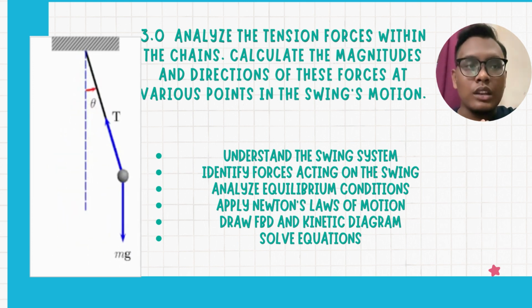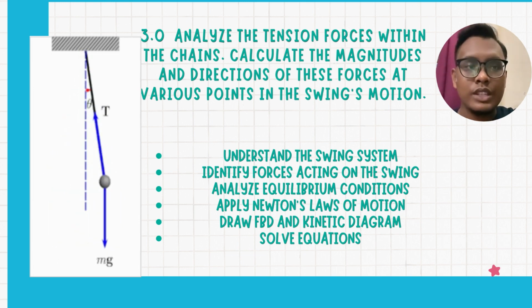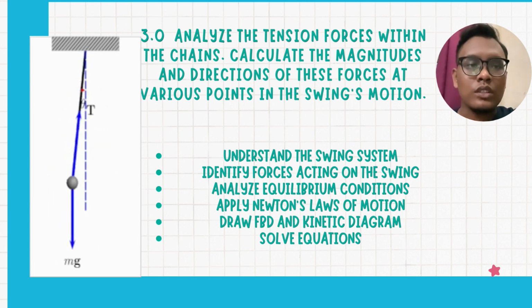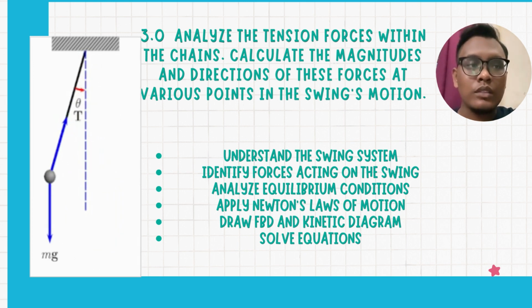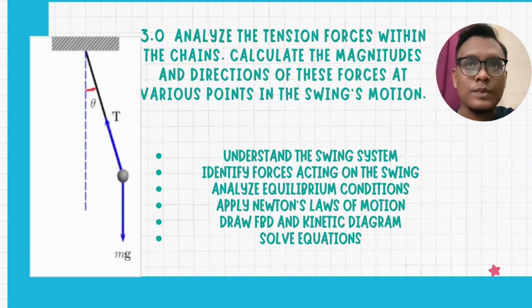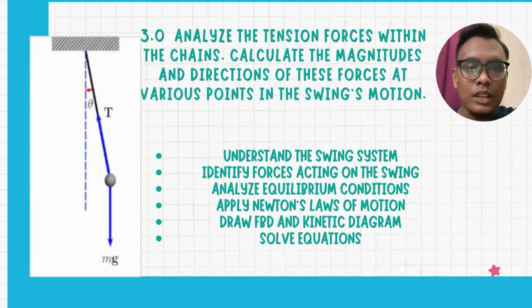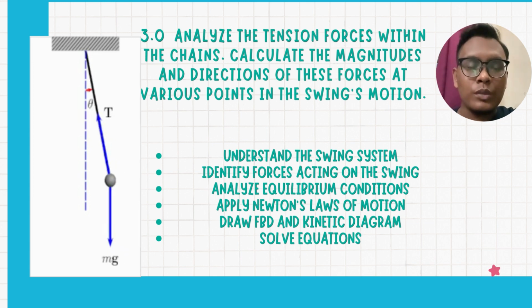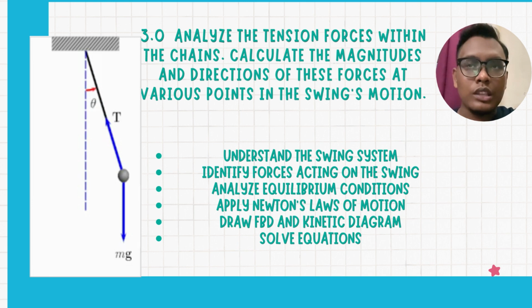We must imagine the swing design, including the length and configuration of the chain. Second, identify the forces acting on the swing. We must determine all the forces acting on the swing system. Then, third, analyze the equilibrium condition. For the equilibrium condition, we must sum all the forces acting on it to equal 0.